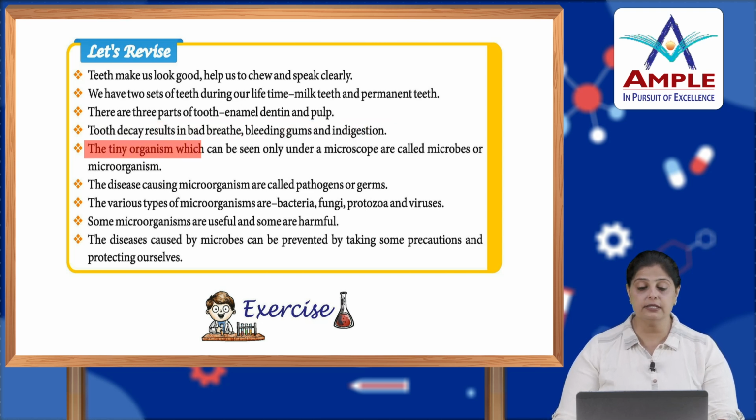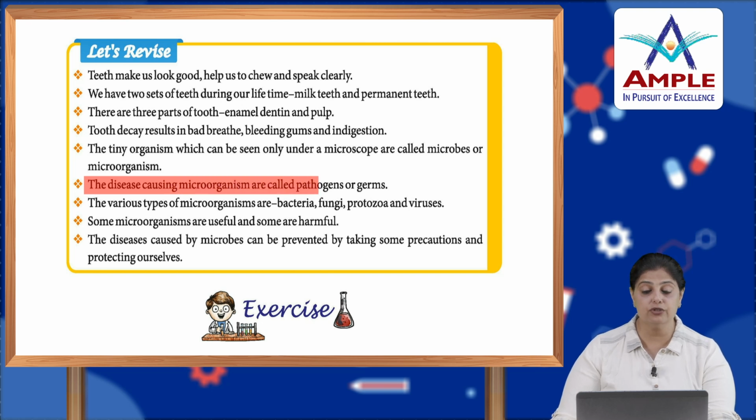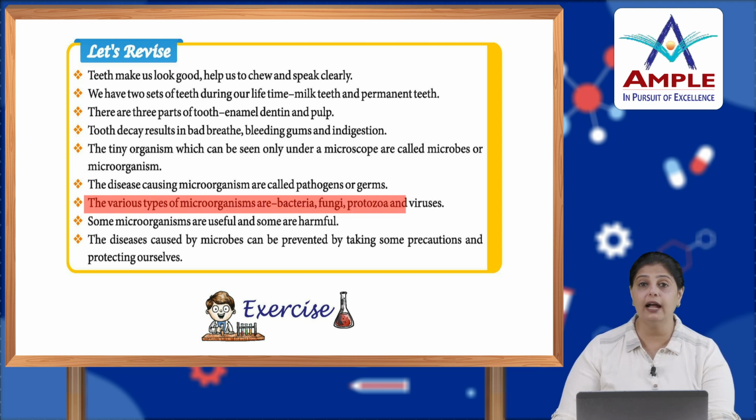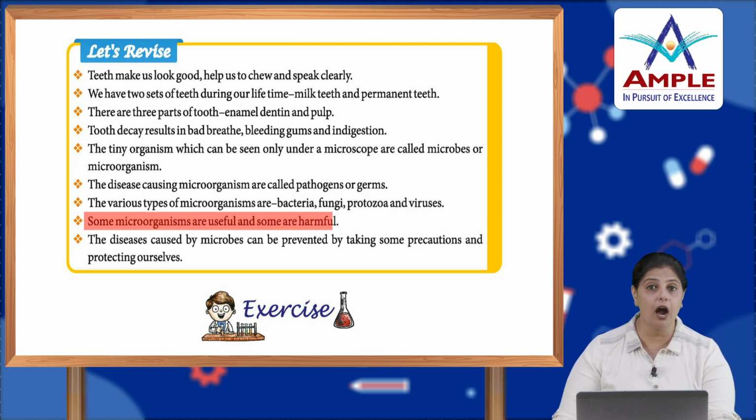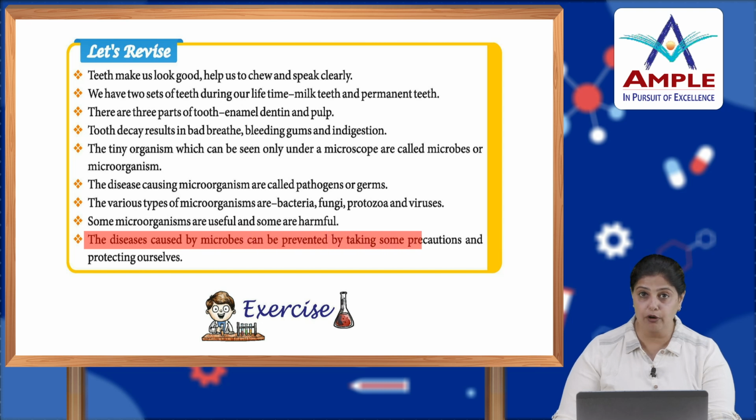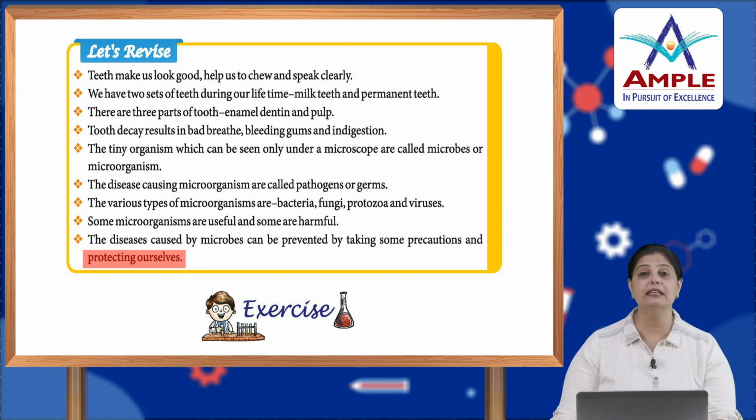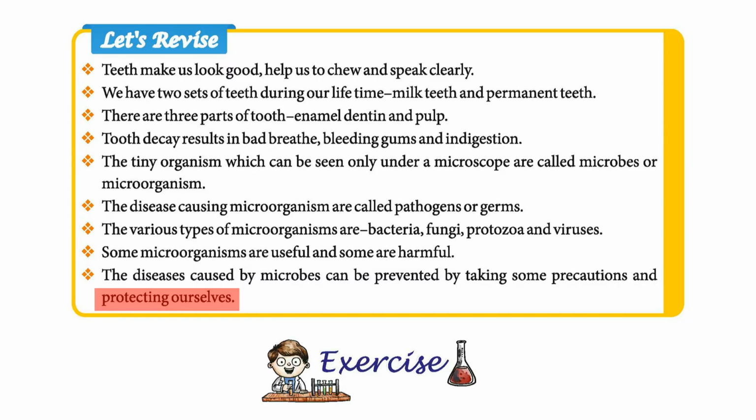The tiny microorganisms which can be seen only under a microscope are called microbes or microorganisms. The disease-causing microorganisms are called pathogens or germs. The various types of microorganisms are bacteria, fungi, protozoa and viruses. Some microorganisms are useful, whereas some are harmful. The diseases caused by microbes can be prevented by taking some precautions and protecting ourselves. Alright, so children, if you keep these points in your mind, you know about this chapter very well.